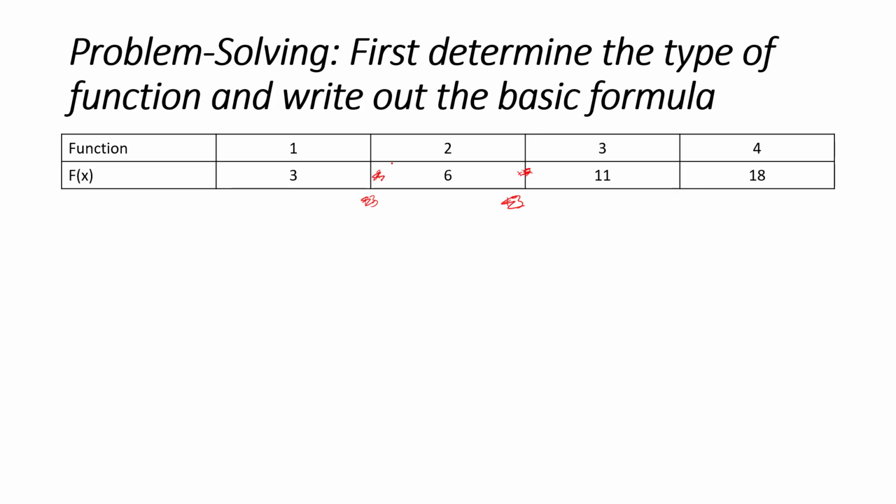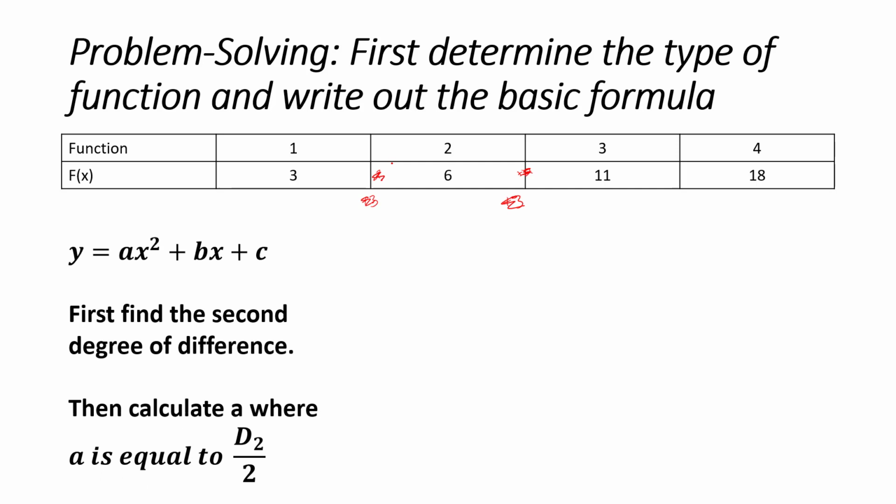So now we're at a situation we are neither linear nor exponential, so we're going to fall into quadratic. So our basic form for quadratic, y is equal to ax squared plus bx plus c. And here's where I need you to write down these new pieces of information.